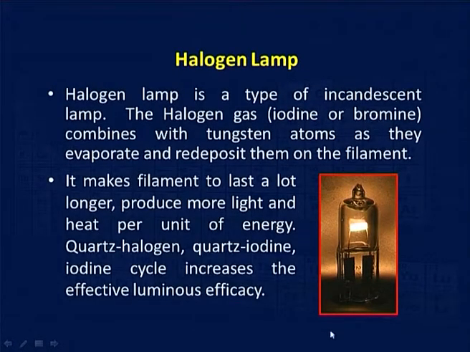This is the halogen lamp which has wide applicability. The halogen lamp is a type of incandescent lamp. The halogen gas, iodine or bromine, combines with tungsten atoms as they evaporate and redeposits them on the filament. Thus, the filament lasts longer. So, the durability of the filament is increased and it produces more light and heat per unit energy. Quartz halogen, quartz iodine, the iodine cycle increases the effective luminous efficacy.